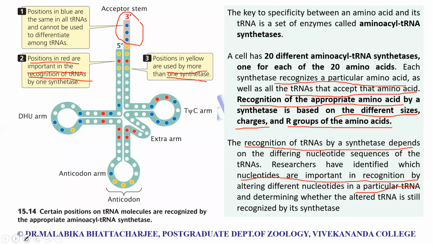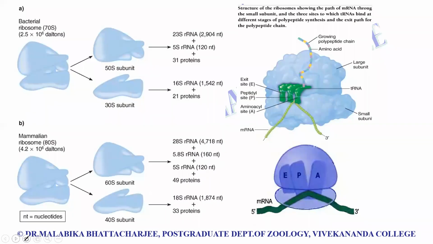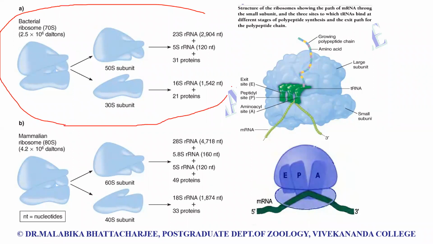Now coming to the last raw material of translation machinery, before we can move on to translation, are the ribosomes. As you can see, I have given you a schematic representation of the ribosomal subunits present in prokaryotes, that's the bacterial ribosomal subunit, and the one in the eukaryotes. This is a schematic picture. For your syllabus, we will restrict ourselves to the prokaryotic system.